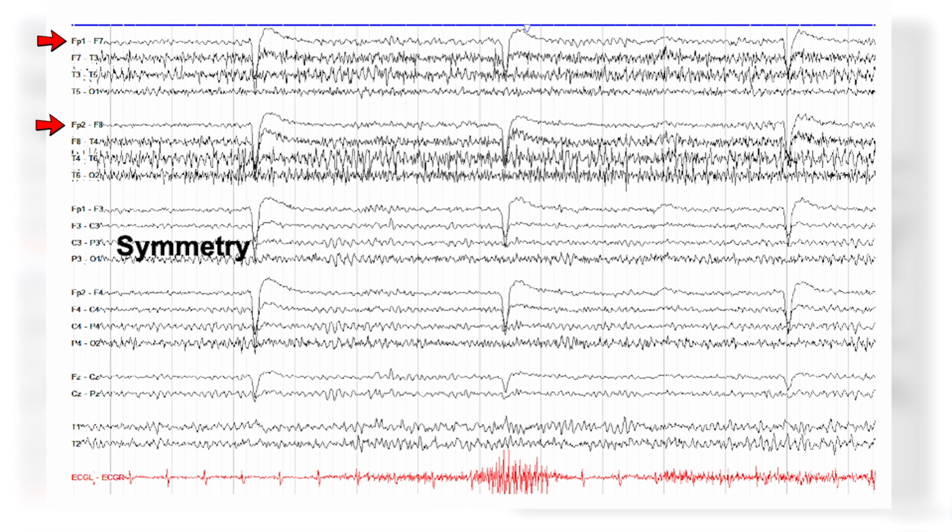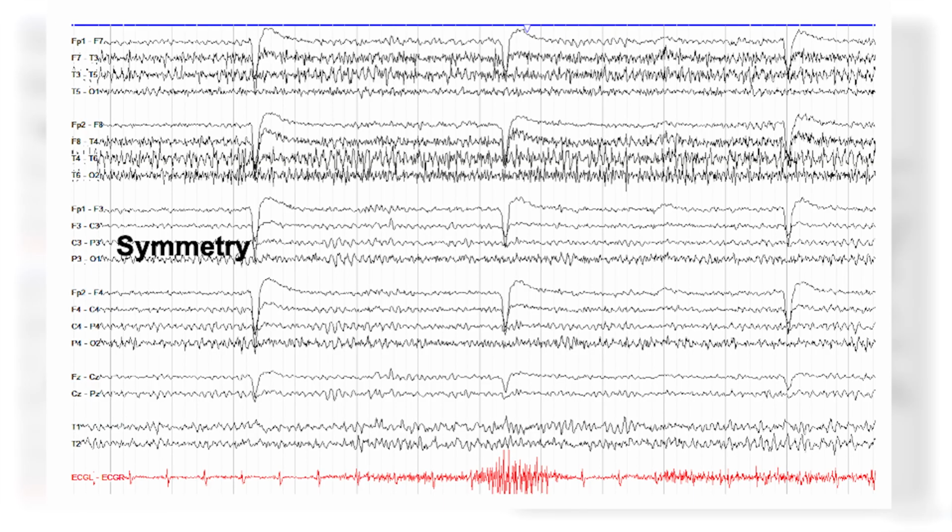Are those relatively similar? Yes. Then we look at F7, T3, and F8, T4. Do they look relatively similar? Yes, they do. And of course, we're just trying to get an understanding of what the background looks like. So this top record here is relatively symmetrical.